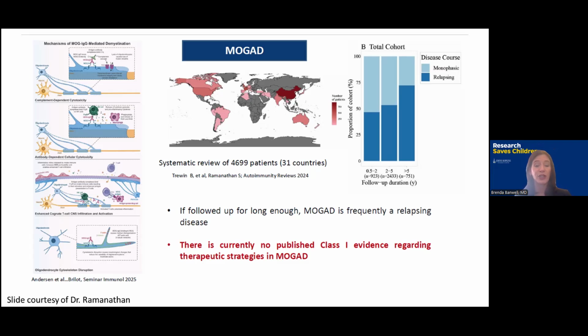So this is an ongoing challenge to identify who needs chronic therapy prior to a second event, if we could figure that out. Although I think we all agree that once someone has declared themselves as having relapsing MOGAD, that's when therapy becomes initiated.